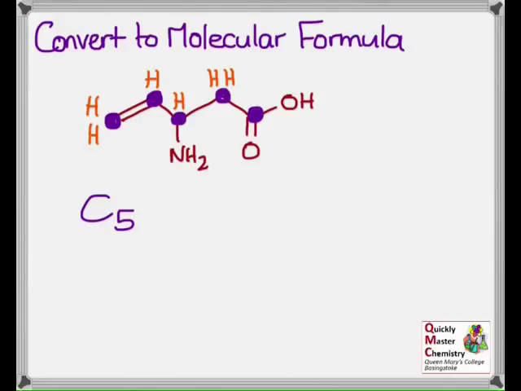So that's 6 hydrogens directly attached to carbons, but we've also got the 1 in the OH group and the 2 in the NH2, so H9 for hydrogens. And then we've got the 1 N in the NH2 group, and we've got the 2 O's as well. So C5H9NO2. It wouldn't matter if you had put the N and the O's the other way around.